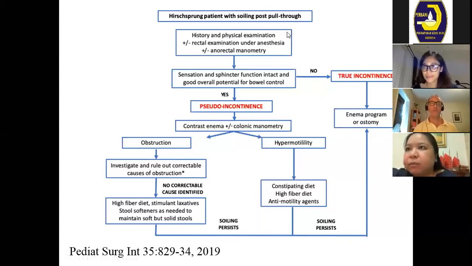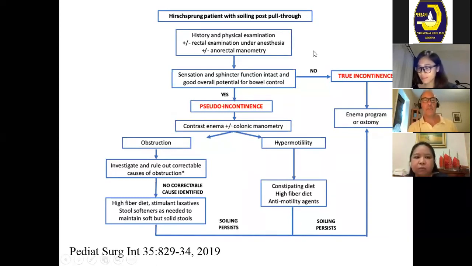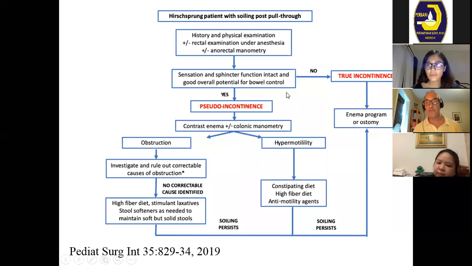So I'll just quickly go through this. If you have a child with soiling, again, you need to know whether this is true incontinence or pseudo-incontinence. Start with a history and physical, rectal exam under anesthesia, and anorectal manometry, which I find very helpful to tell me whether the sphincter strength is normal or not. If they have normal sensation and normal sphincter function, that means they have good overall potential for bowel control. If they have abnormal sensation and/or abnormal sphincter function, then we would call that true incontinence, and they go early on to some kind of bowel management program.